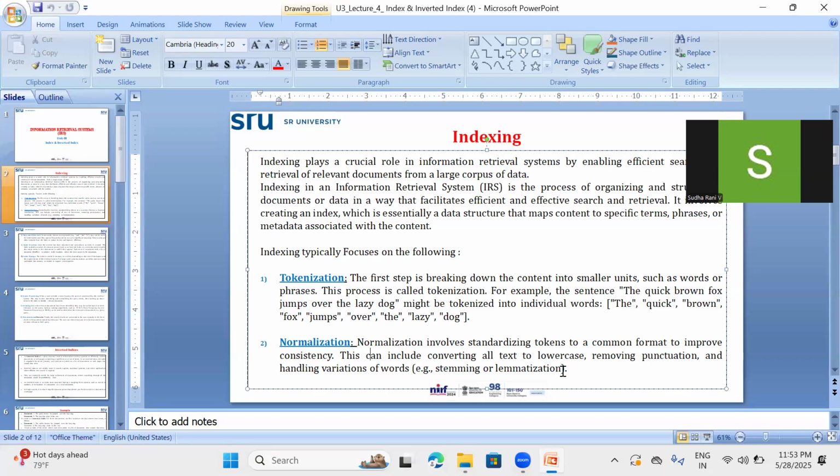If you consider NLP, we usually take tokenization and normalization as two steps, whereas in the information retrieval system, we take the steps as text pre-processing, like conversion to lowercase, removing punctuation, removing stop words, stemming, lemmatization, and tokenization. All of this comes under the steps of text pre-processing.